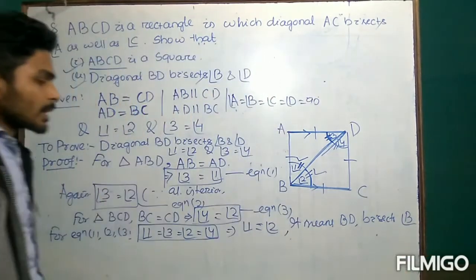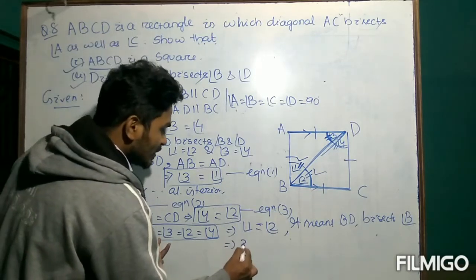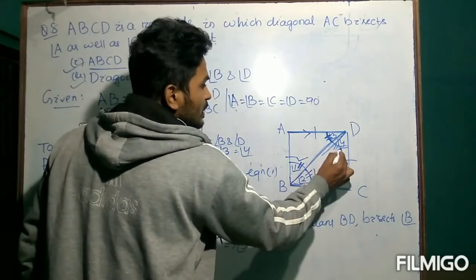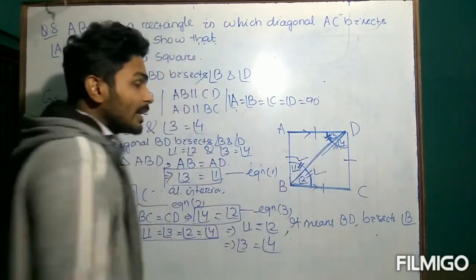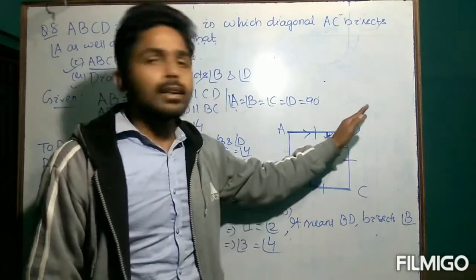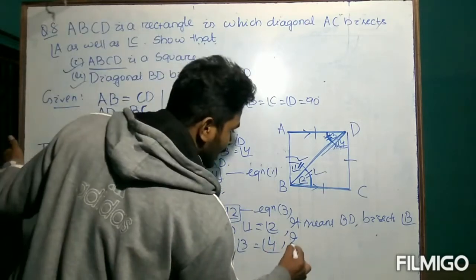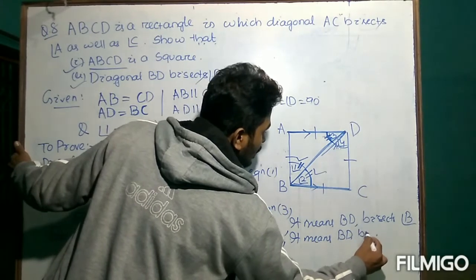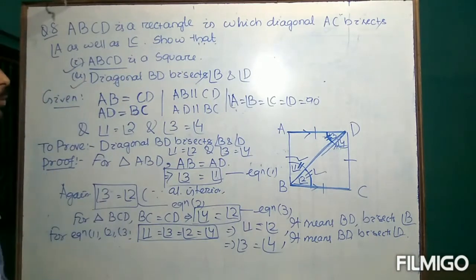Is it clear? Similarly, from this conclusion, we can extract that angle 3 is equal to angle 4. This angle is equal to this angle. Yes, they are equal. We have proved it. And these are two halves. If any two halves are equal, it means this angle is equal to this angle. It means BD diagonal bisects the angle D. Clear?